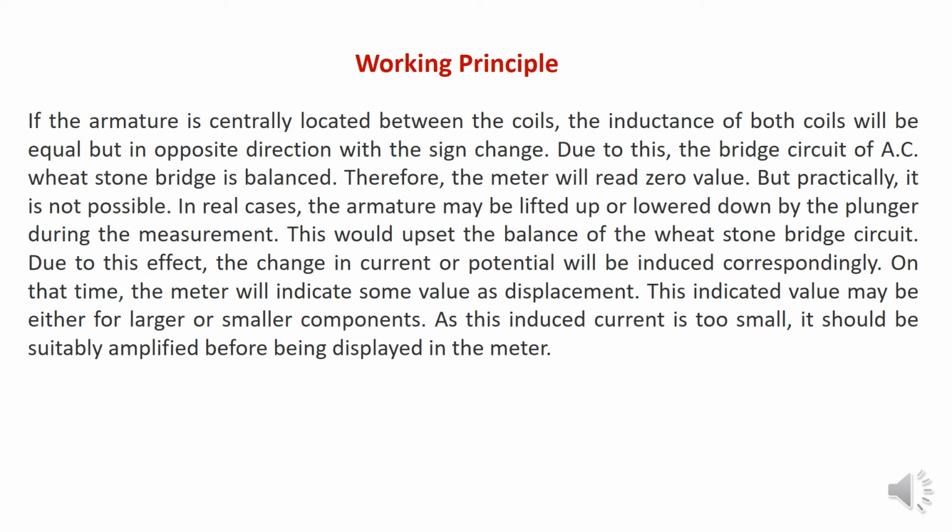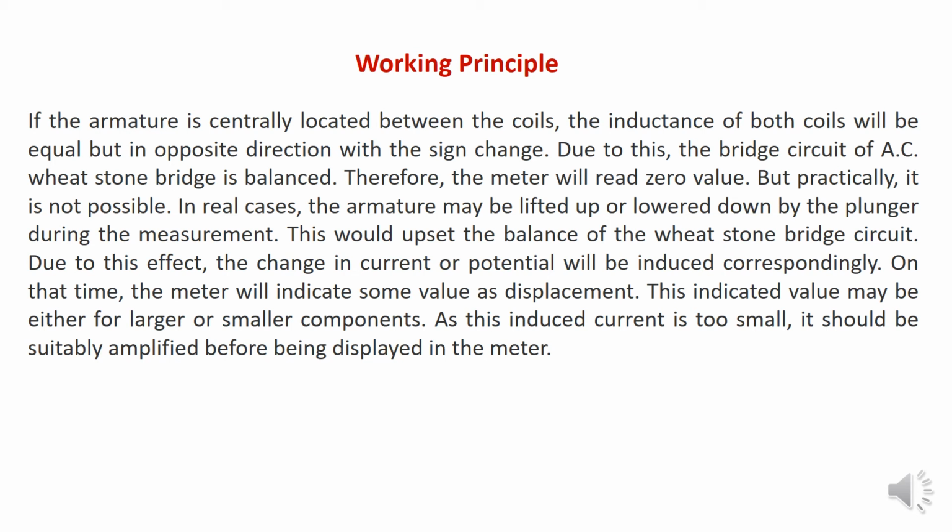Working principle of the electrical comparator. If the armature is centrally located between the coils, the inductance of both coils will be equal but in opposite direction with a sign change. Due to this, the AC Wheatstone bridge circuit is balanced. Therefore, the meter will read zero value, but practically it is not possible.